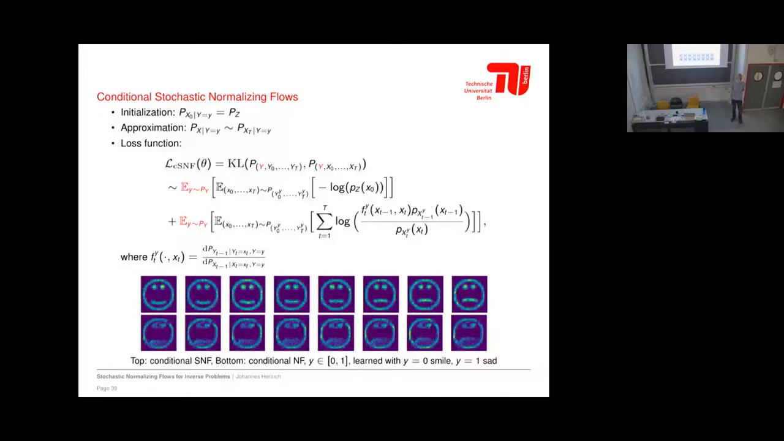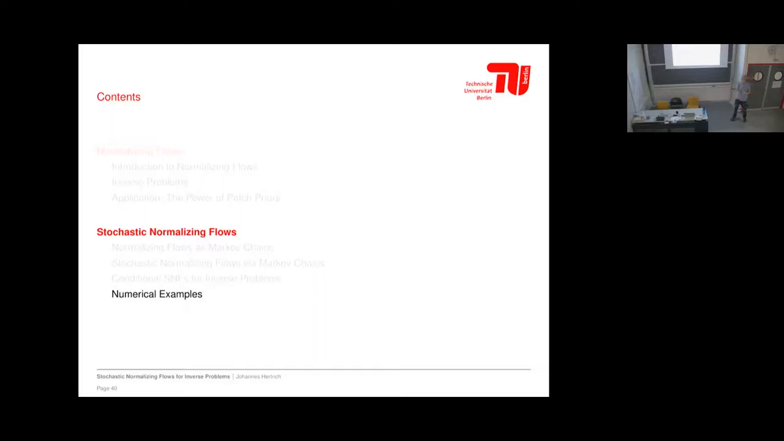And here I have a small example, again with such smileys. We have the condition of how happy the smiley is, and based on this condition we generate the smiley once with a stochastic normalizing flow and once with the usual normalizing flow, and we see that this really makes a difference. Okay, now I have some more numerical examples, which are a little bit higher dimensional.